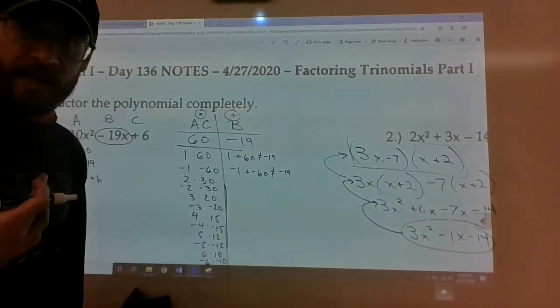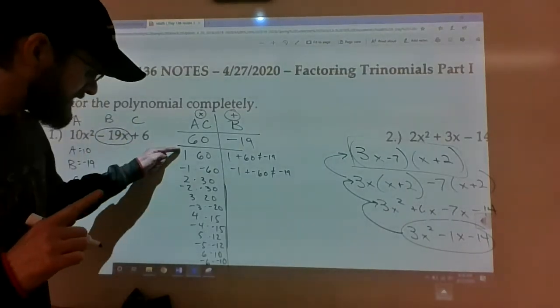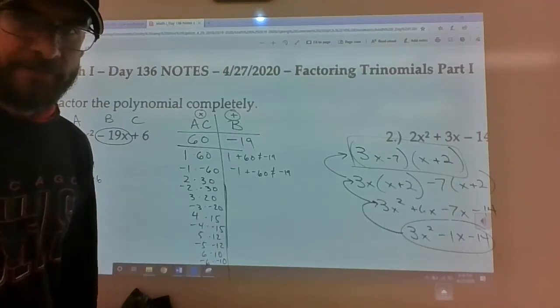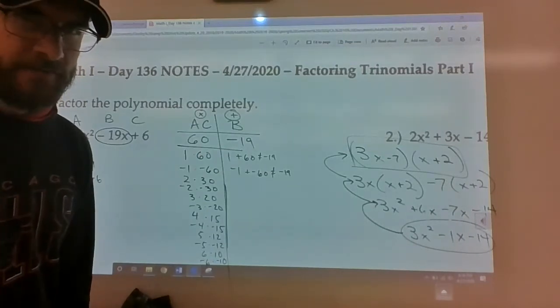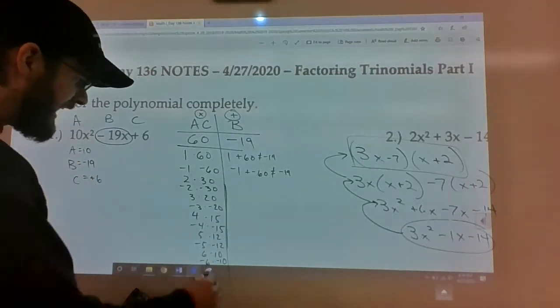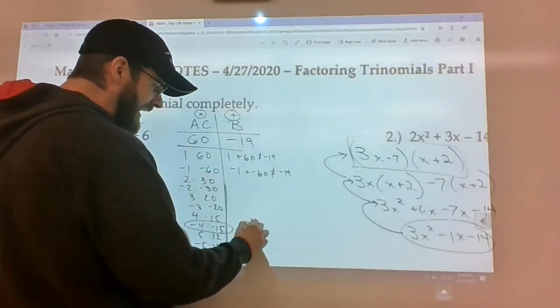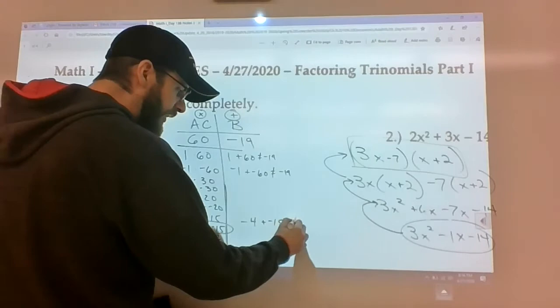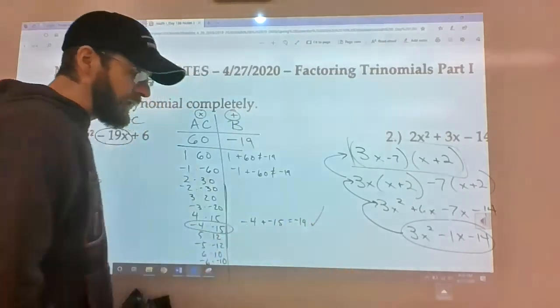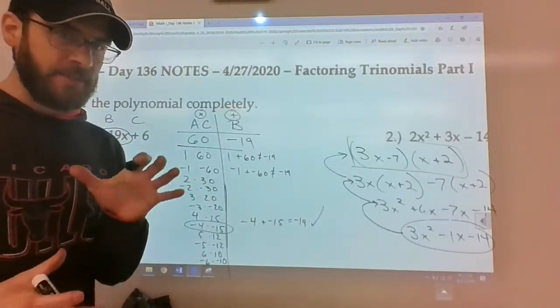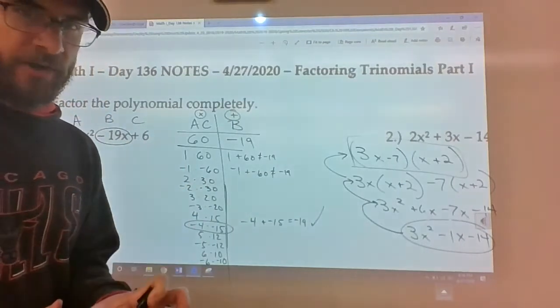But the bottom line is only one of these sets actually makes the negative 19 happen. Can you spot it? Correct. It is the negative 4 plus negative 15. We've got a winner. Okay, so what does that mean? What does it mean when we finally get our winner?